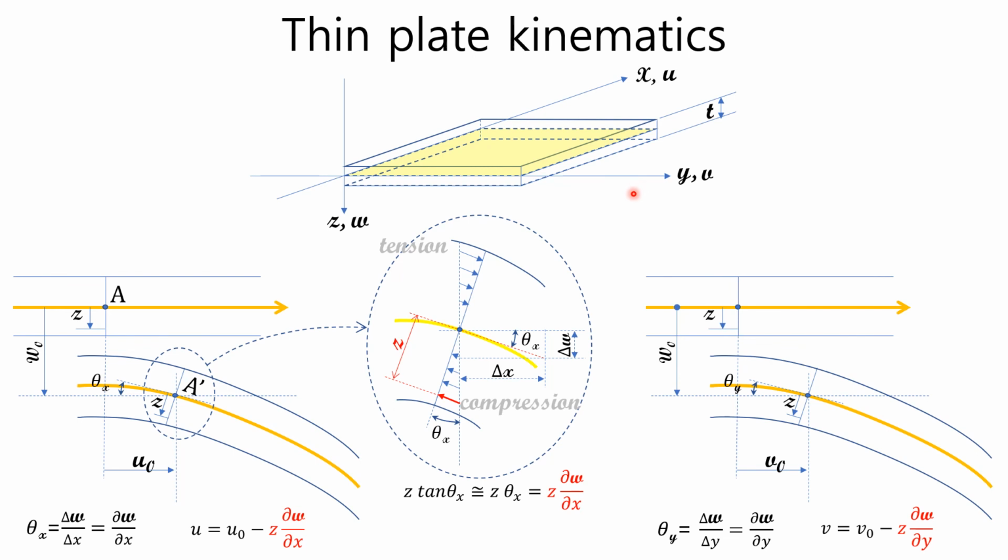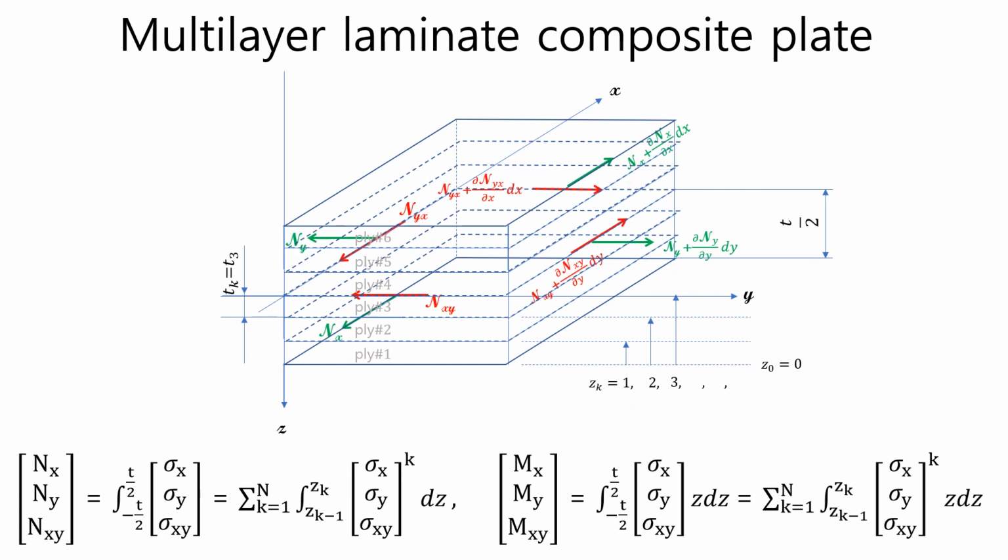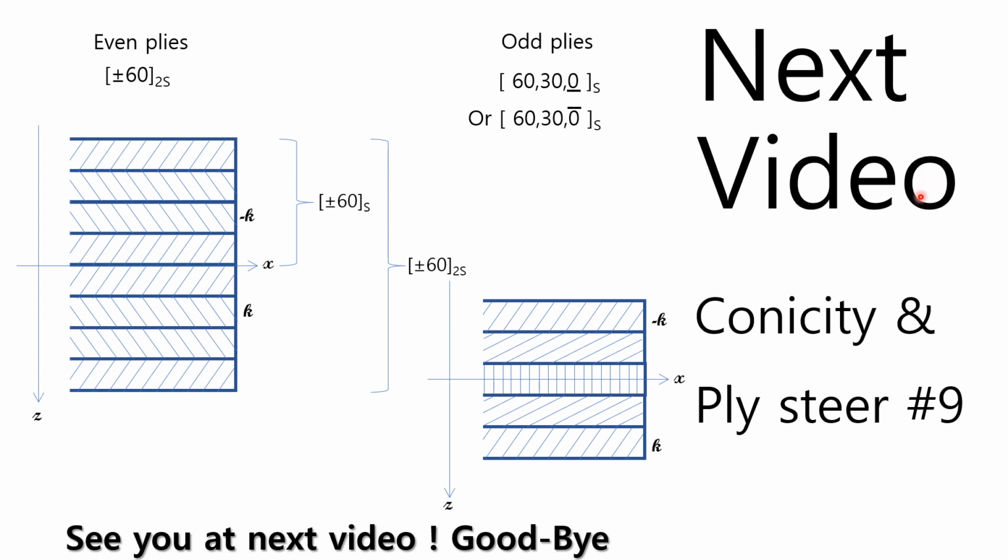If you watch the previous videos, you can easily understand the upcoming videos. In the previous video, I started to explain laminate theory. Recently, I explained how to calculate the forces and the moments for multi-layer laminate composite plate. The next video will be part 4. I will explain the laminate theory part 4 about the laminate code expression and the types of laminates.